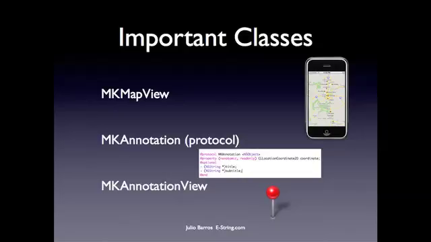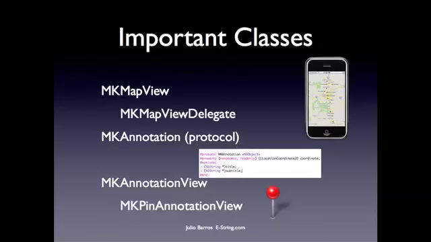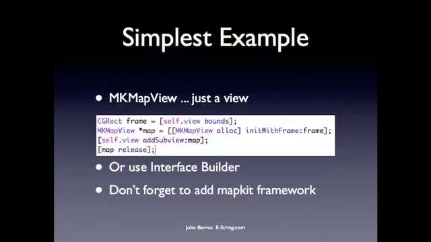Some important classes that we're going to learn about are the MapView, which is a subclass of UIView, MKAnnotation Protocol, which we can think of as the data or model for the locations that we'll add to our map, and the MKAnnotationView, which is how those points will be displayed on our map. Along with those classes, we'll also look at the MapViewDelegate Protocol and the MKPinAnnotationView, which will show us the built-in pin that we are all familiar with. So let's start with the simplest example.